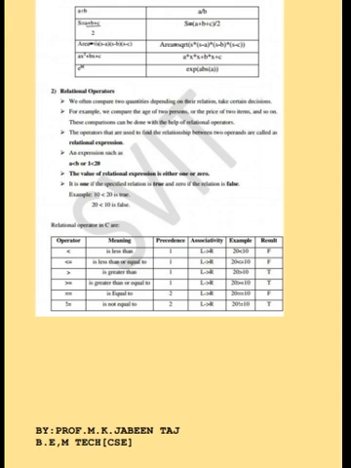An expression such as A is lesser than B or 1 is lesser than 20, the value of the relational expression is either 1 or 0. It is 1 if the specified relation is true and 0 if the relation is false. Example, 10 is lesser than 20 is true, 20 is lesser than 10 is false. Relational operators in C are as shown in the figure.